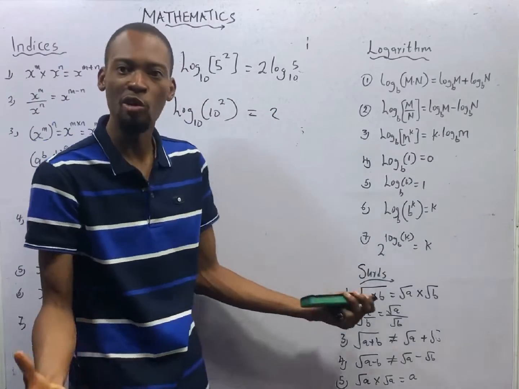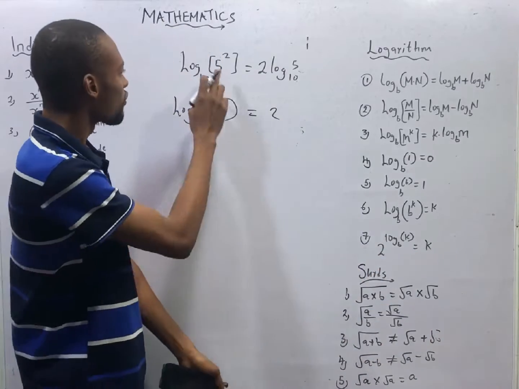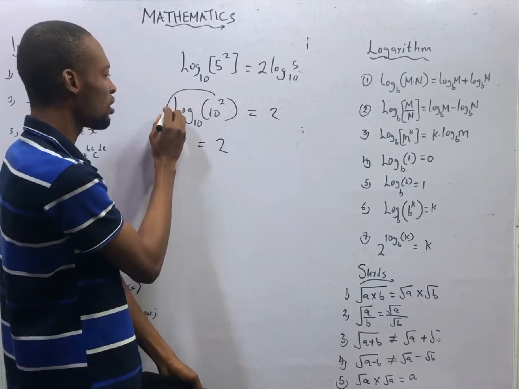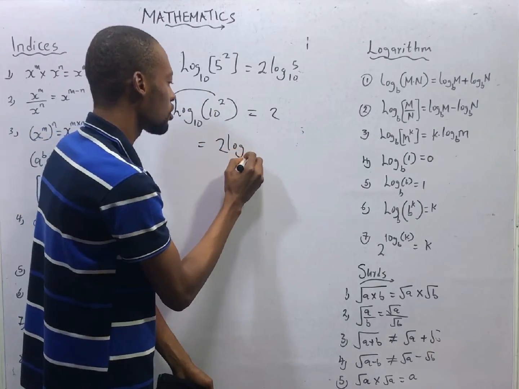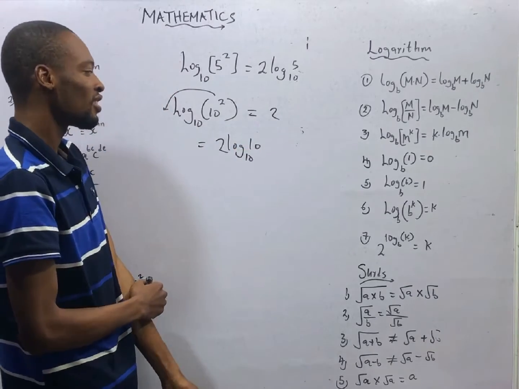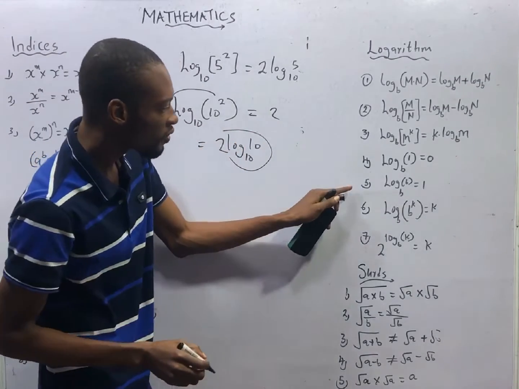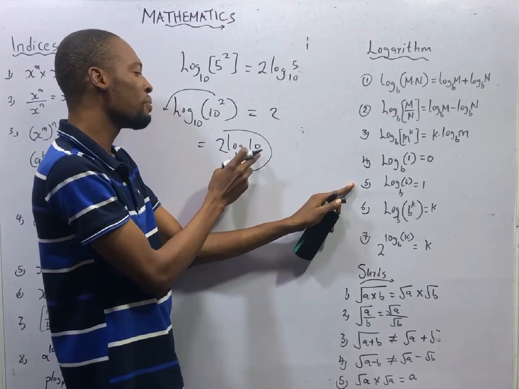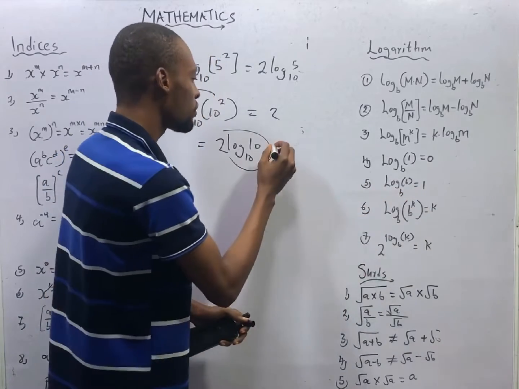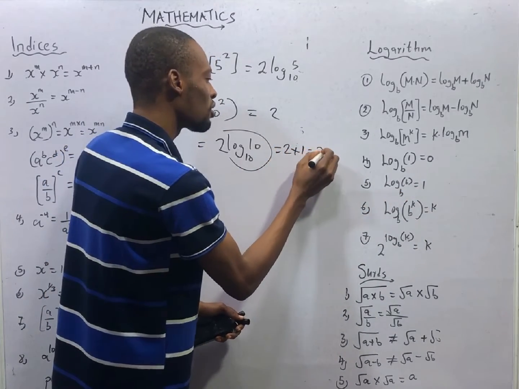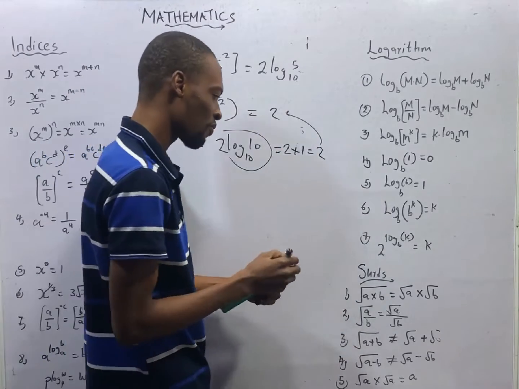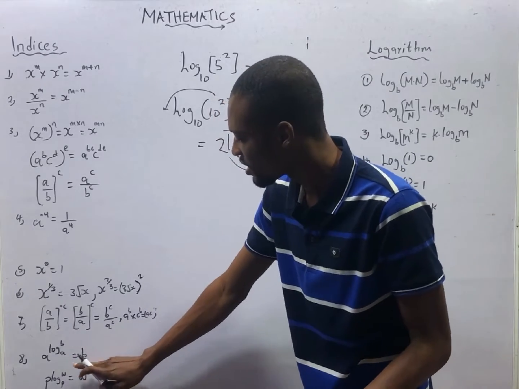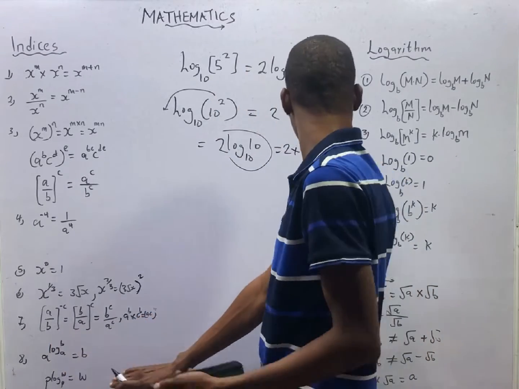You may be wondering, how? This is the proof. From law 3, if you have something like this, this is the same thing as 2. You bring down the power: 2 log 10 with base 10. Then from law 5, if you have log of a number with base, if the number and the base are the same, you get 1, which gives you 2 times 1, and this is equal to 2, so they are the same. The seventh law is what we already explained under the law of indices, which says a raised to the power of log a to base b is equal to b.